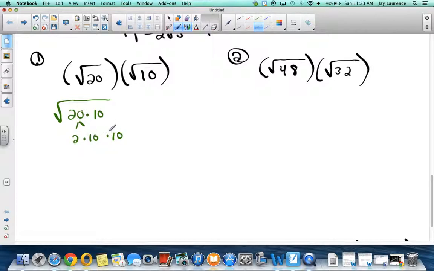So 20 breaks down to 2 times 10. Look at that. I've got a date. How exciting. The 10s can go out on a date.